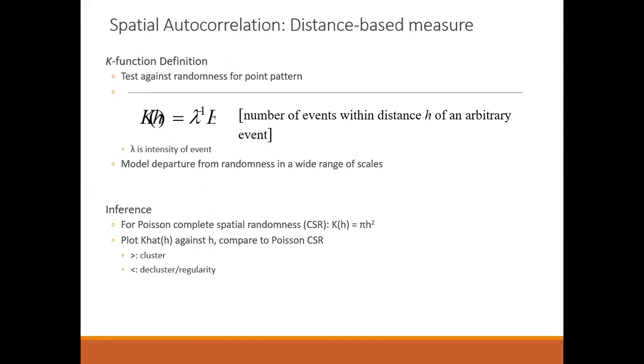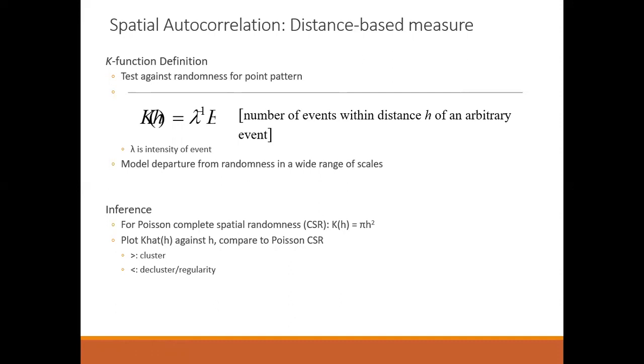It's a test against randomness, K of h, which is equal to lambda to the power of minus 1 of E. And what is this right-hand side variable about? That is nothing but the number of events within the distance h of an arbitrary event. Lambda is the intensity of the event. It models departure from randomness over a wide range of scales.